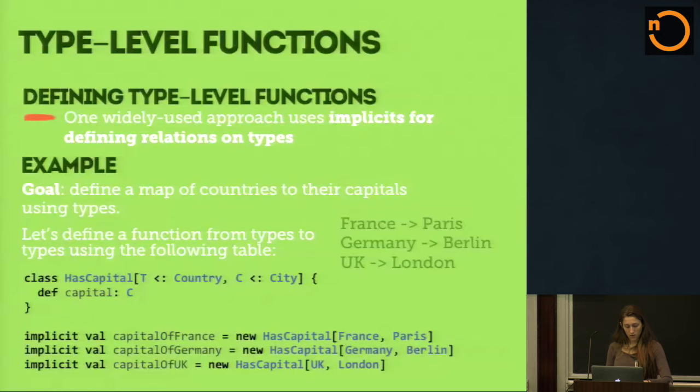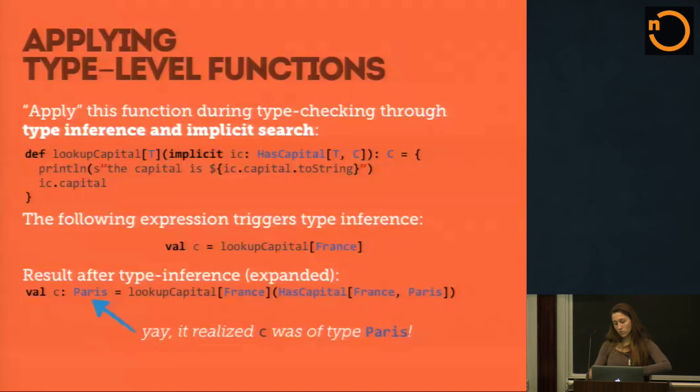The class HasCapital has two type parameters. One has to be a country, one has to be a city, as you can see. You can think of the type-level function that we're trying to implement as the input being the country and the output being the city. In this case, we have a bunch of implicit values in scope that do this mapping for us, basically.